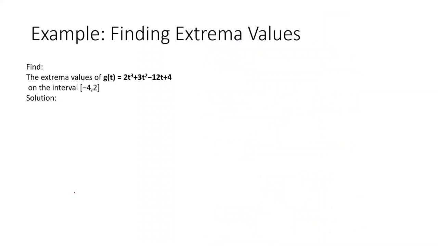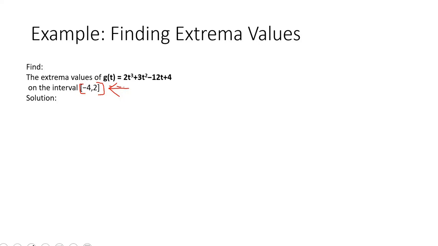Next up, I want to do a quick example here for finding extrema values. What we're going to try to do today is find the absolute or local minimums and maximums of function g of t on the interval -4 to 2. And remember, since we're using square brackets, we're going to be including the values -4 and 2.